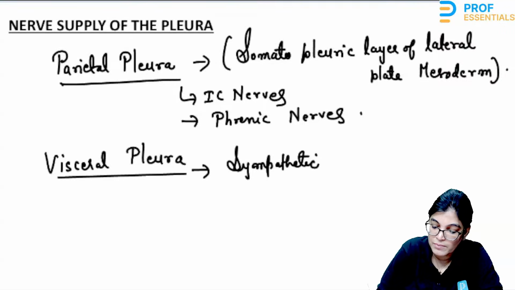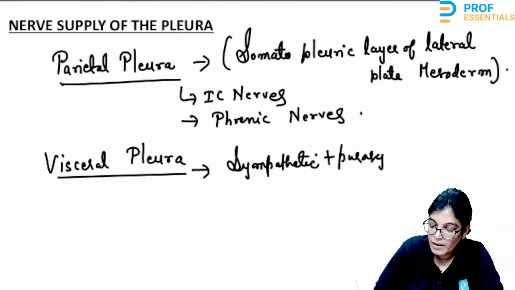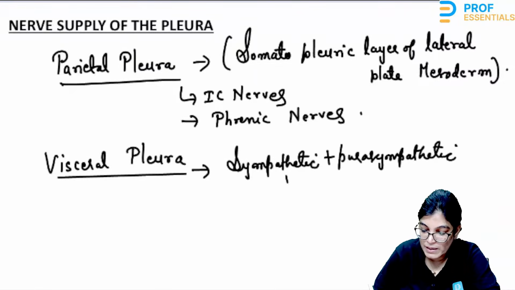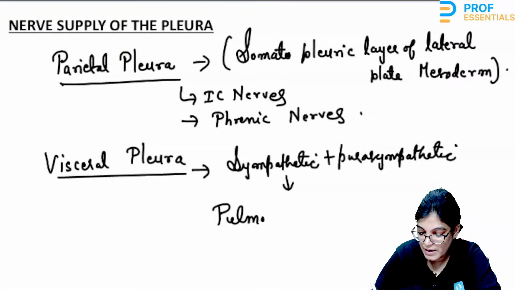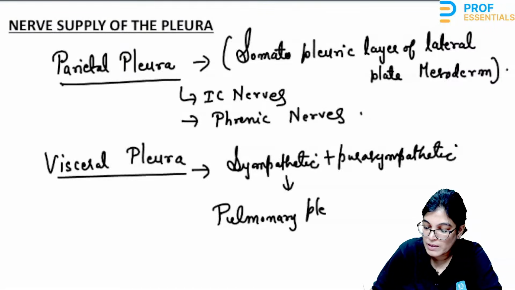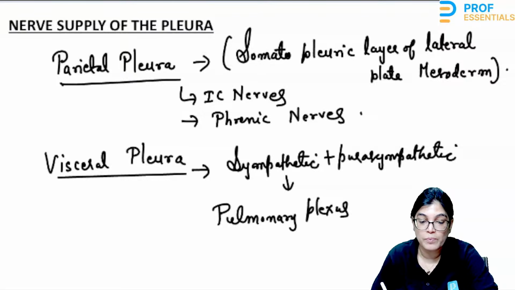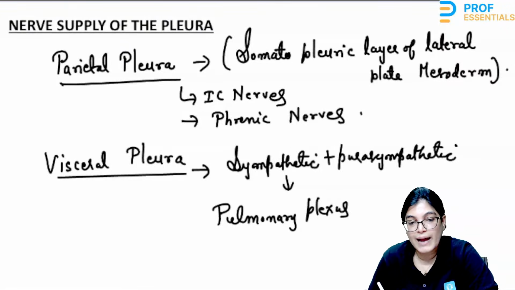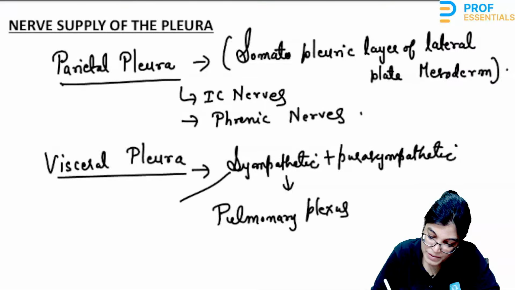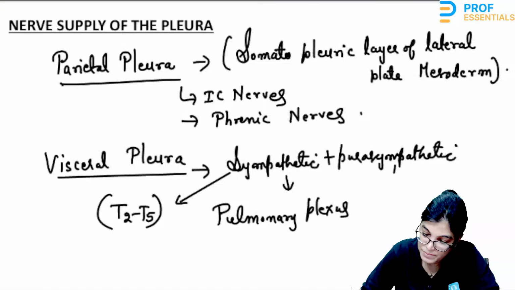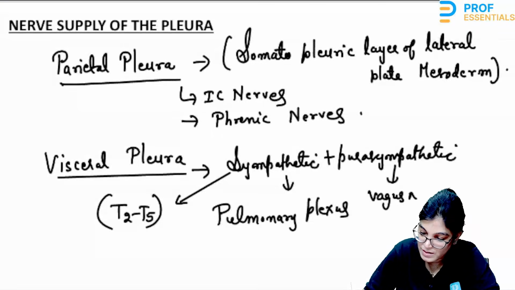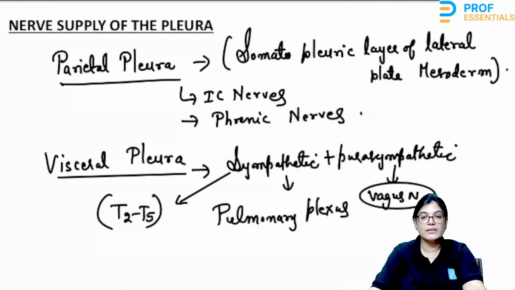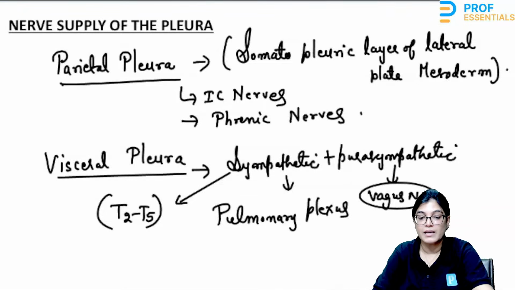So the sympathetic plus parasympathetic will give innervation to the visceral pleura from the pulmonary plexus. This pulmonary plexus will be insensitive to pain. Parasympathetic will be from the vagus, and sympathetic will be from T2 to T5 thoracic nerves. Together they form the pulmonary plexus and give innervation to the visceral pleura, same as the lung.